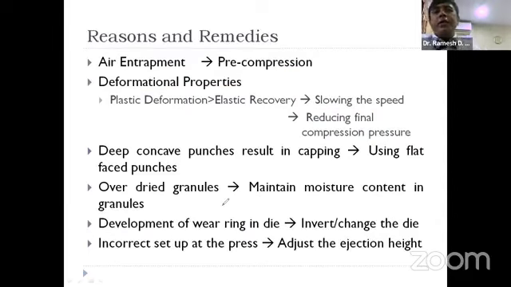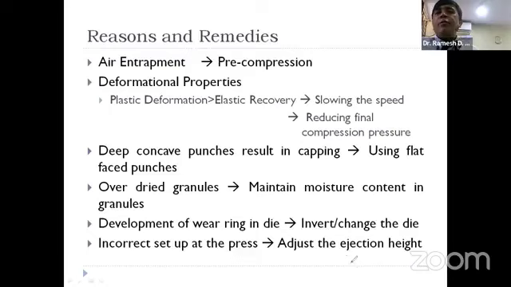Next is over-dried granulation. If the granules are over-dried, there won't be proper binding between the material. As we have discussed, we need to maintain at least 2 to 4% of moisture in the granules. More than 4% will lead to picking and sticking. Less than 2% will lead to capping and lamination. It will not provide proper binding. It may also lead to increased friability as well.